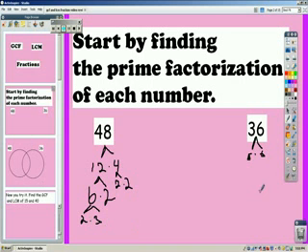So we get 36, which is 6 times 6. We're left with 2 times 3 and 2 times 3. Now, at this time I'd like to rewrite my number so that I have a nice little list of the prime factors of each number.